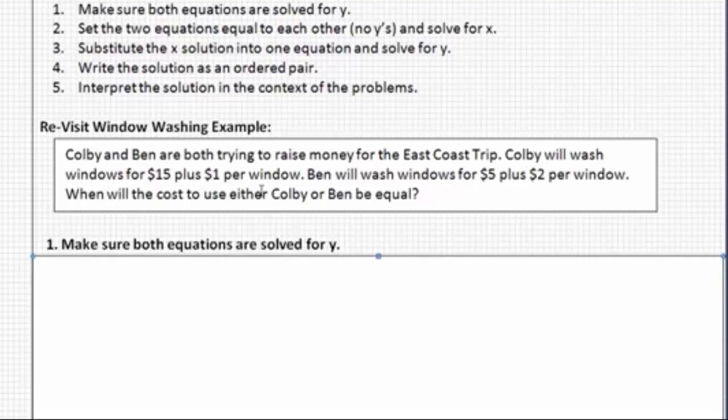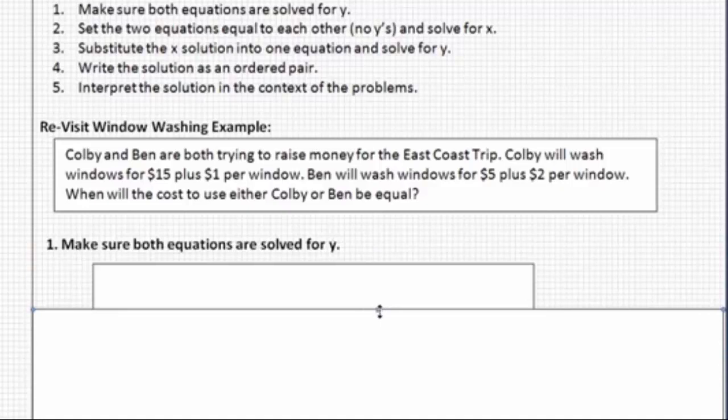While we know the answer to this problem, that's actually why I chose it. We know by looking at it on the graph what the answer should be, but I wanted to have that for comparison's sake, with this other method of solving it without graphing. So our first step is to make sure both equations are solved for y. If we didn't have equations, we'd have to write those, so that's still an important step. But we have equations for Colby and Ben.